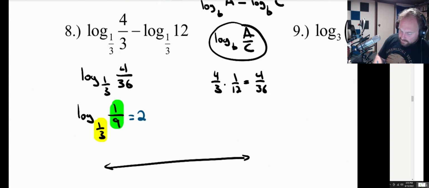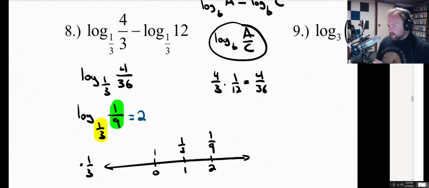This is kind of flipped a little bit. This time you're starting at 1. You always start at 1. After 1 multiplication of 1/3, you're at 1/3. And at 2, this is a times 1/3 number line, by the way, after 2 multiplications, you're at 1/9. So, again, in a system that is multiplying by 1/3 each time, it takes 2 steps to get to 1/9.